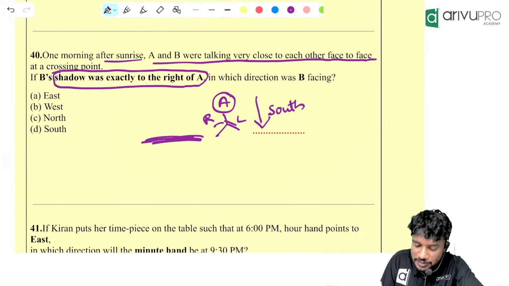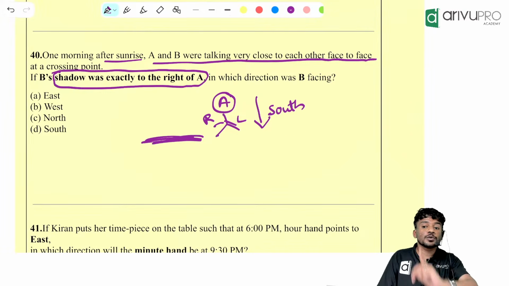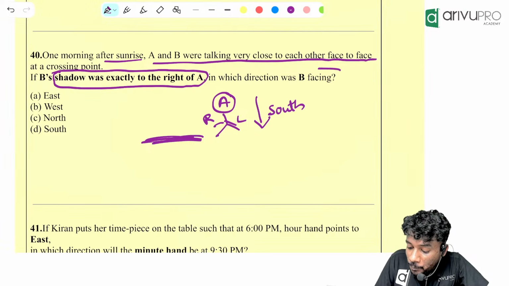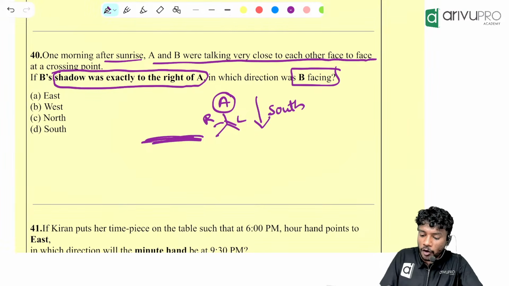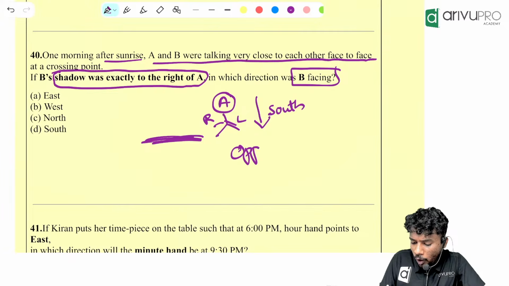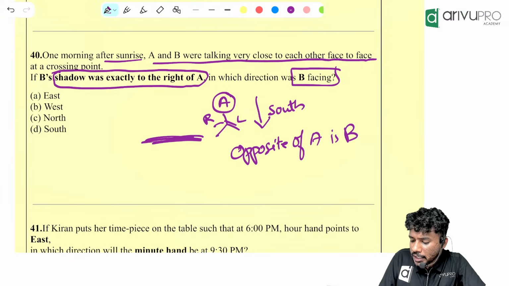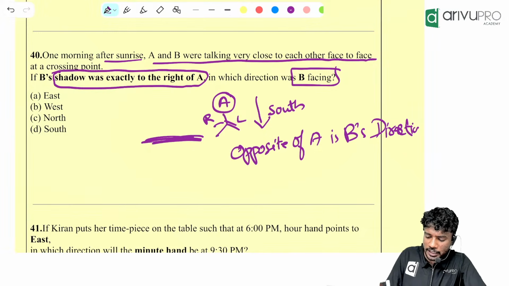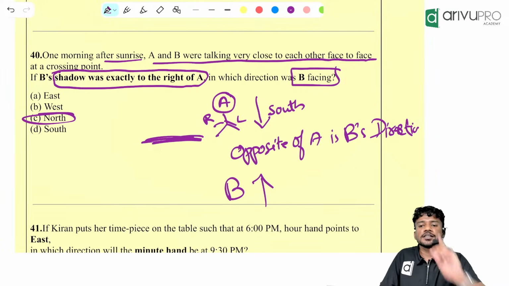This is right side, this is left side. Whenever the person is looking towards south, then tell me, in which direction B is facing? B is the opposite direction of A. Opposite of A is B's direction. Now tell me, who is facing what direction? B is facing which direction? The north direction.